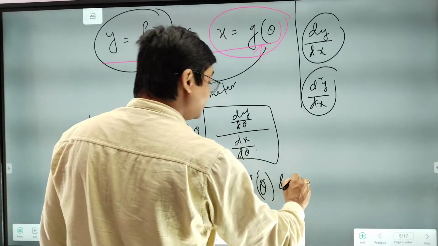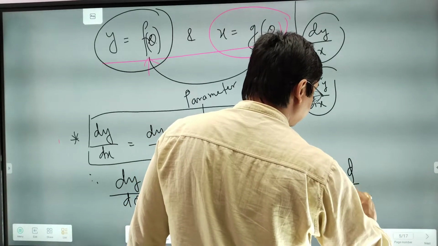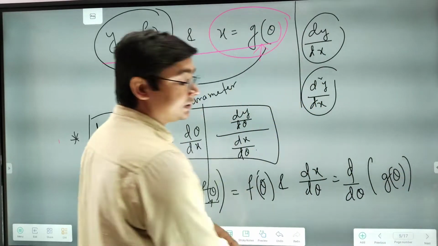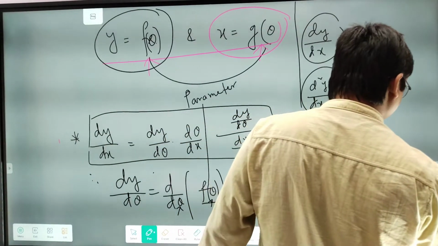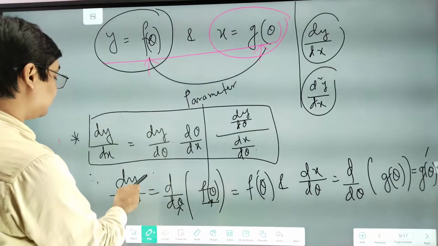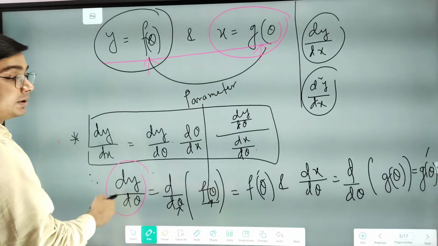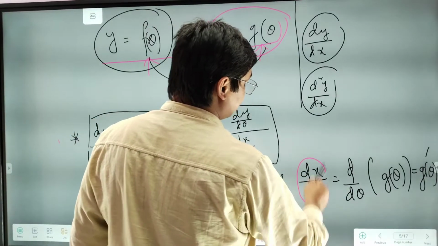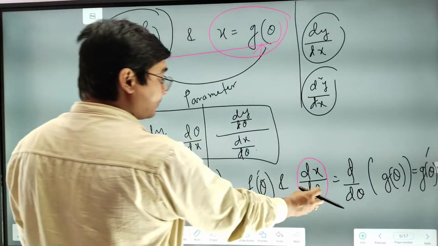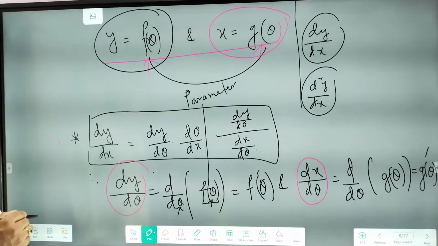Similarly, you find the value of dx by d theta. So d by d theta of x, and x here is g of theta. So what is the value of this derivative? This will be g dash theta. So we can easily find dy by d theta and dx by d theta. Now by putting these into the formula, we will get the value of dy by dx.